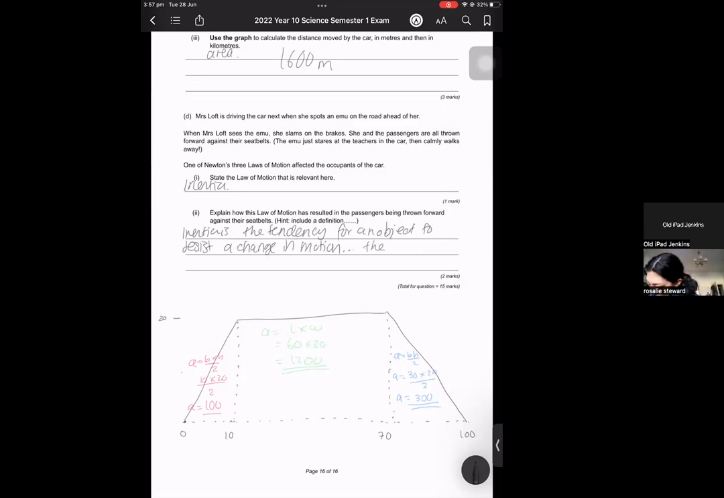I would say the passengers would continue to move forward without the seat belts resisting this motion. Okay, and I think we are done.